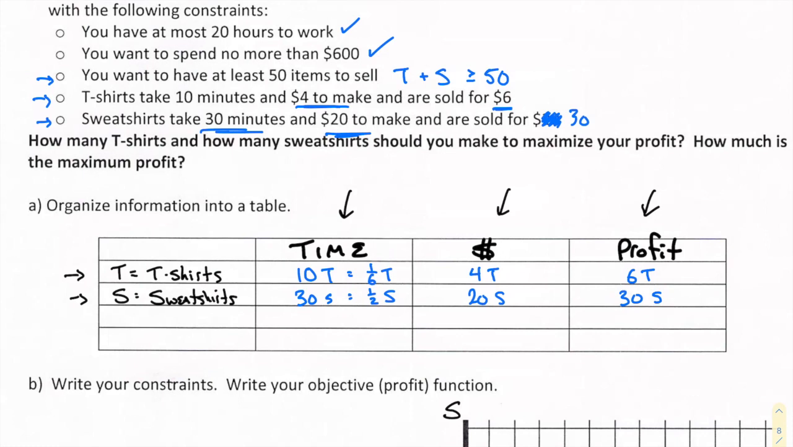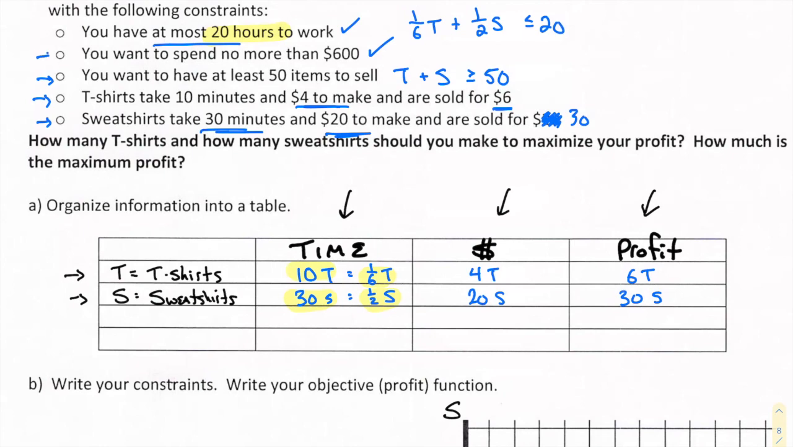Now let's see what else we have. We have at most 20 hours to work, so the amount of time I have to invest. Now look at this. I listed time as minutes and hours, and this problem is listing it in hours. So either I could convert everything into minutes, or I could just leave it as hours. I'm going to go ahead and convert it into hours. So let's take the 1/6. This is how much time it takes to make a t-shirt. This is how much time it takes to make a sweatshirt. If I put those times together, we have to have at most 20. At most 20 means less than or equal to 20. So that's one of my inequalities.